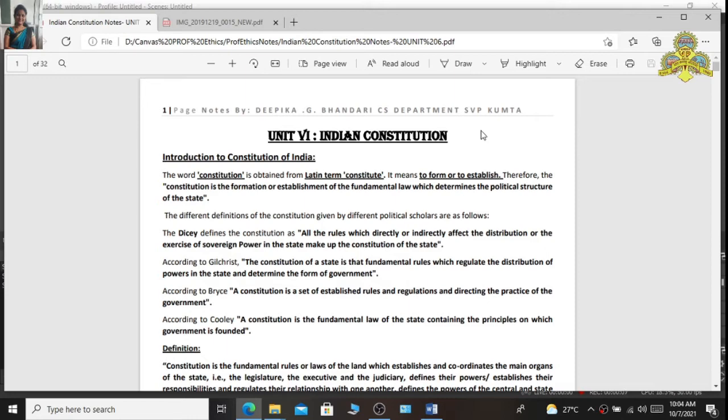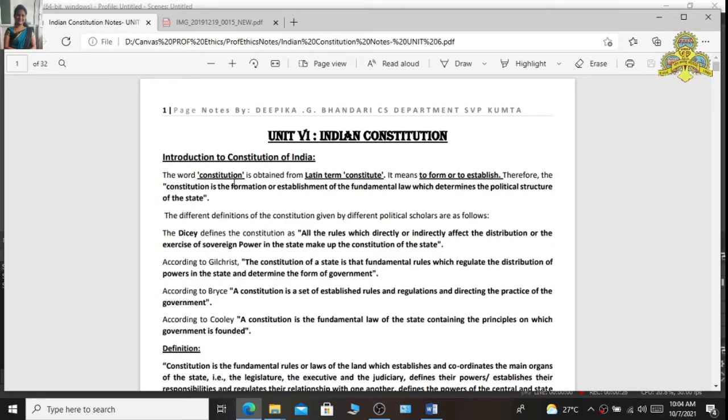In today's session, I will discuss some concepts regarding the Indian Constitution. Indian Constitution, that is, Bharatada Samvidhana. First, we will see some definitions of the Indian Constitution.